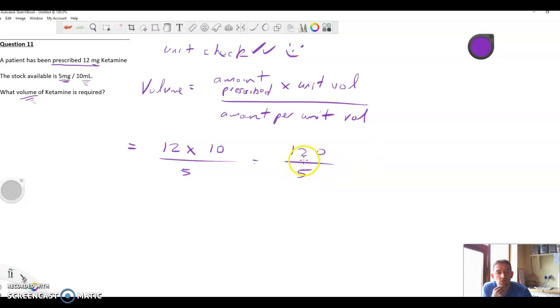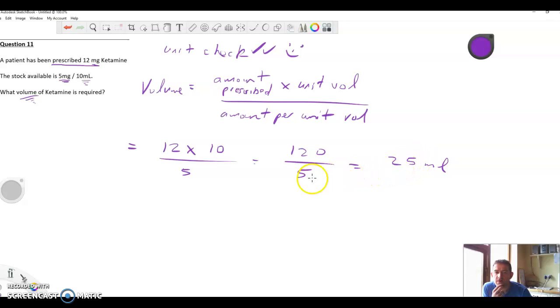5 into 1 doesn't go. 5 into 12 goes twice, and 2 over. 5 into 20 goes 5 times. So we get 25, is that right? 25 milliliters. Where have I gone wrong there?